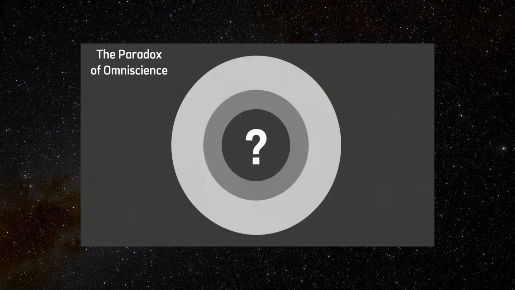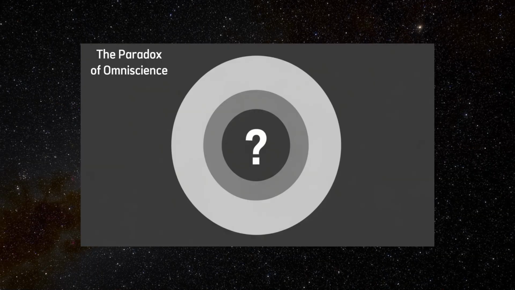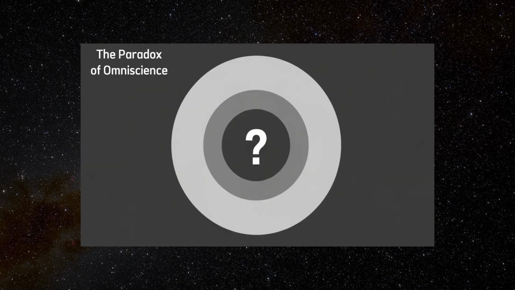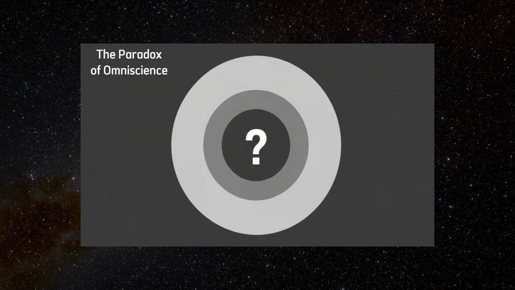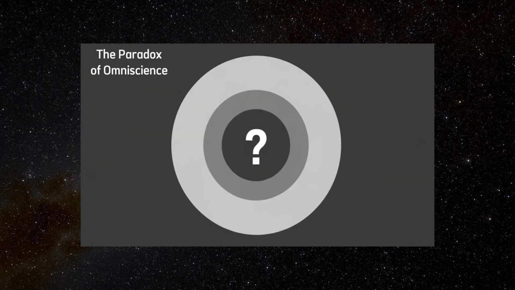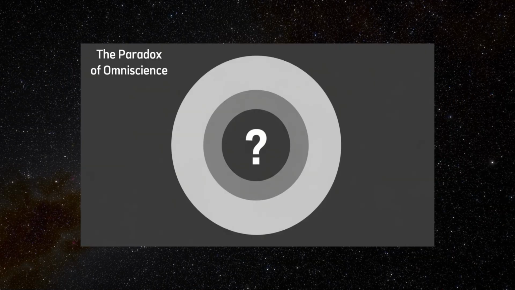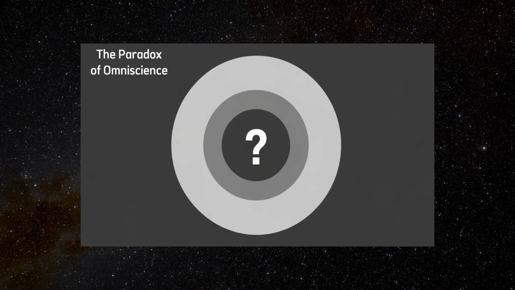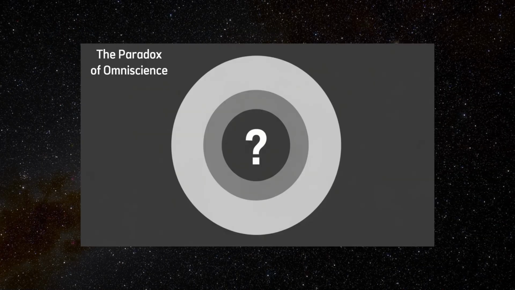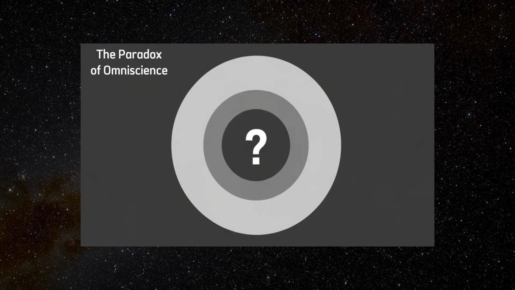Philosophers and theologians have responded in various ways. Some suggest redefining omniscience more narrowly, limiting it to what is logically possible to know. Others propose models of divine knowledge that account for free will, such as middle knowledge, where God knows not only what will happen, but what would happen under any circumstance.